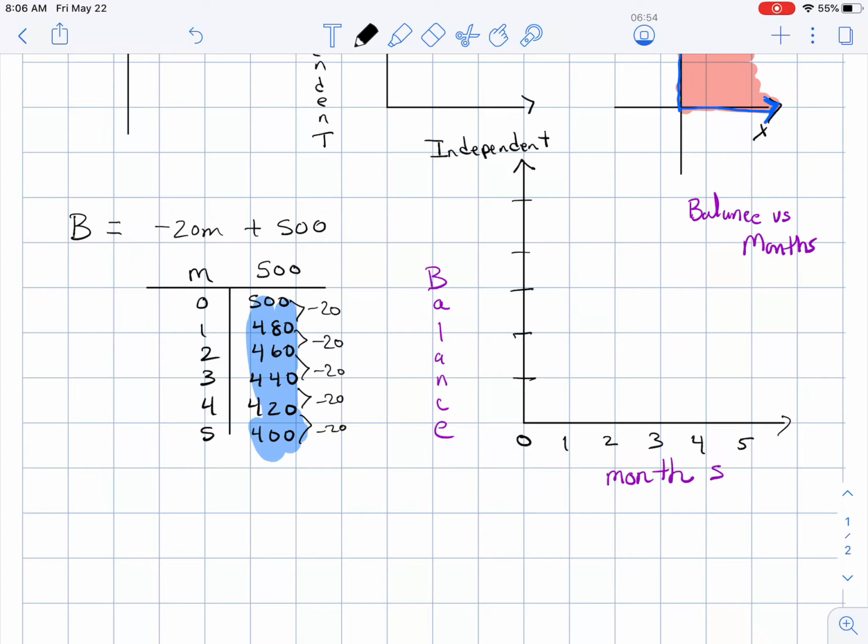Okay, so 500 has got to go up at the top because that's the highest, right? So again, I'm just going to write this down. This always goes from low to high. See, low was 0, high was 5. Same thing up here on the dependent, it goes from low to high. All right, so the one here at the bottom has got to be the lowest one. So that's going to be 400. And then you can fill in the rest.